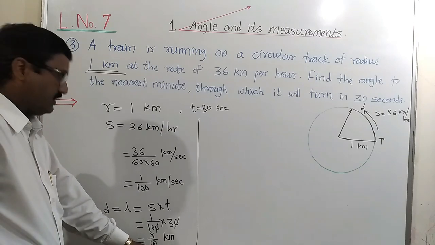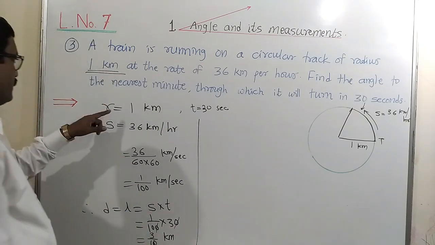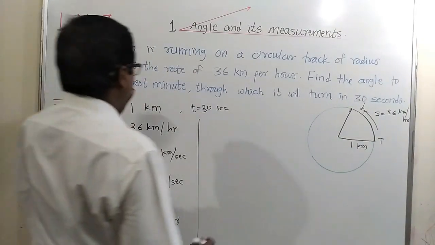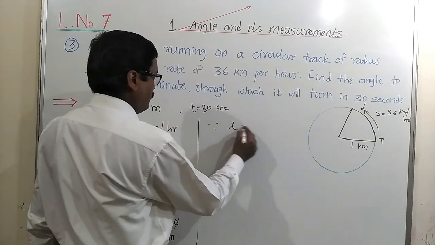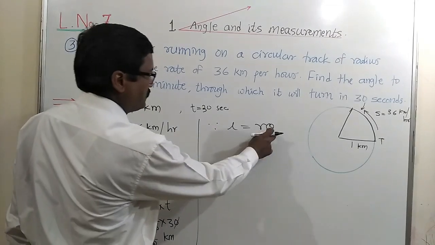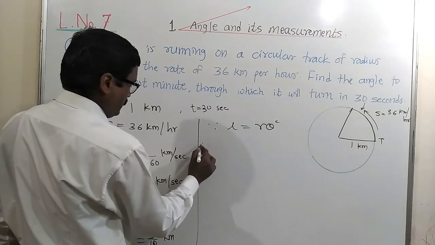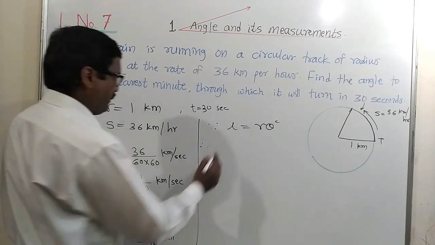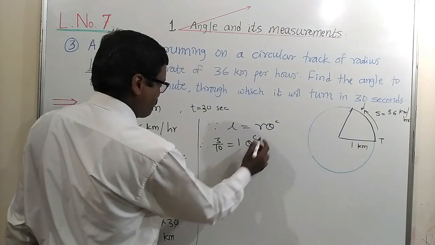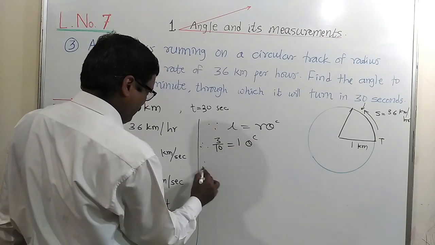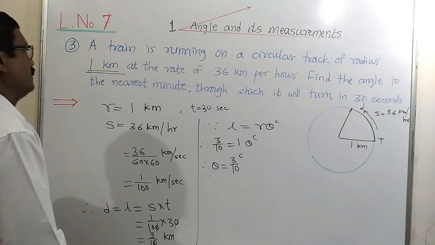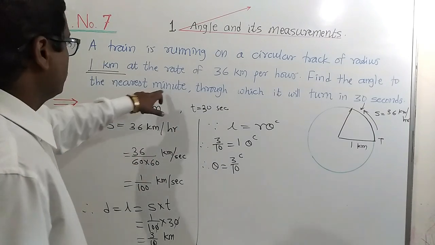Now we have the length of arc, that is 3 by 10 kilometer. The radius is 1 kilometer, and we want to find the angle to the nearest minute. Since L is equal to r theta, that is the formula to find the length of arc, is equal to radius into the angle in radians. Therefore, here length is 3 by 10 kilometer. Radius is 1 kilometer and theta is in radians. So theta is directly 3 by 10 radians. But we want the angle to the nearest minute.